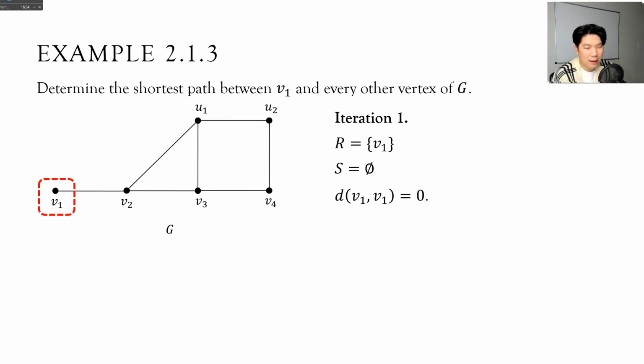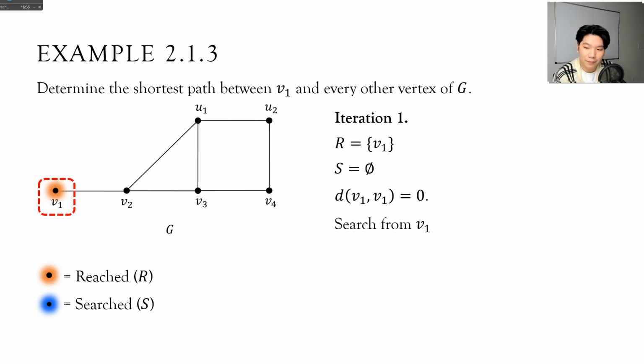And to help us visualize this, let me go ahead and color my vertices. So here I'm using a little bit of an orange glow to represent vertices in my set R, and blue to represent vertices in my S set. So right now S is empty, I don't have any blue vertices. So my iteration states, let's search from V1.